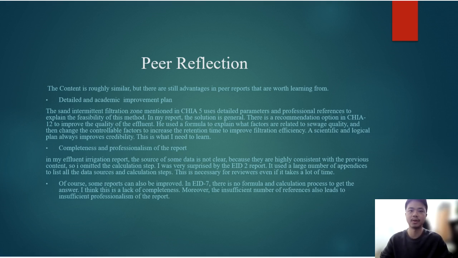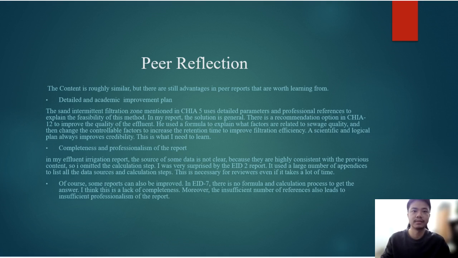There are recommendation options in CHII Report 12 to improve the quality of the effluent. It used a formula to explain what factors are related to sewage quantity, and then changed the controllable factor to increase the retention time to improve the filtration efficiency. A specific and logical plan always improves the credibility. That's what I need to learn.